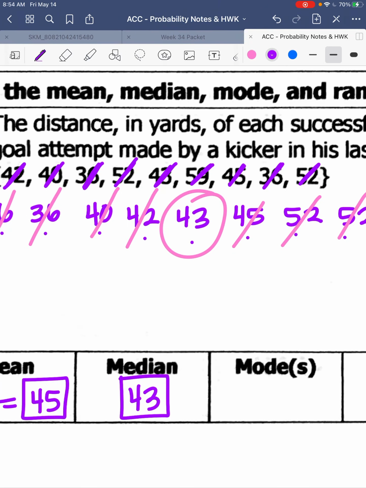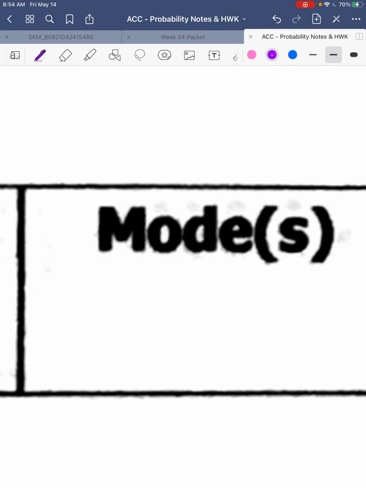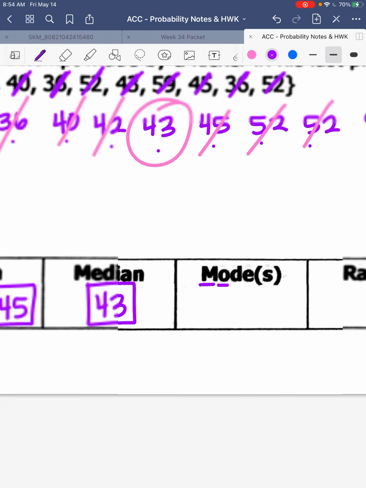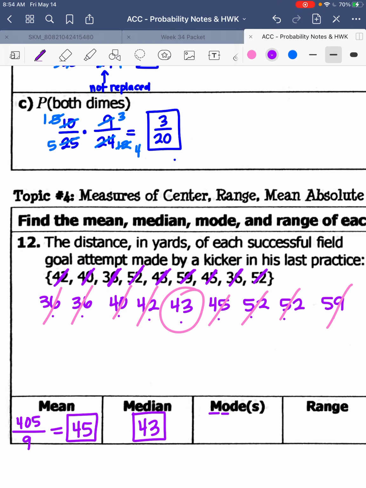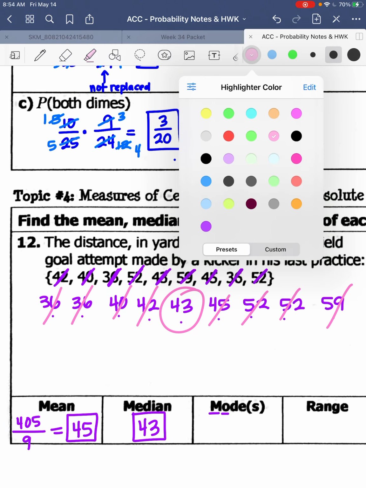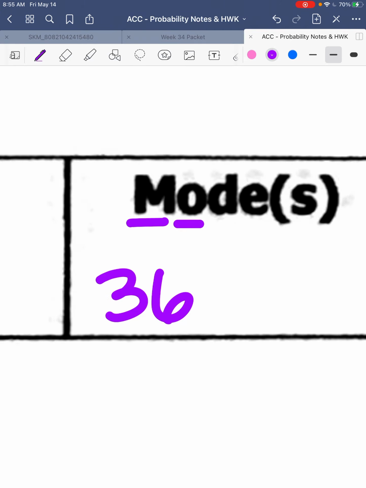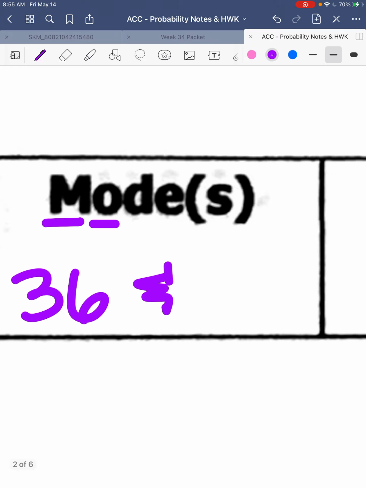Okay, the mode is the number that occurs most often. And that's how I remember. MO stands for most often. It's the most repeated number in the data set. So when I look at this data set, I can see very clearly that I have two 36s, I've got two 52s, and all the other numbers occur just one time. So I'm going to consider both 36 and 52 to be my modes. So 36 and 52.